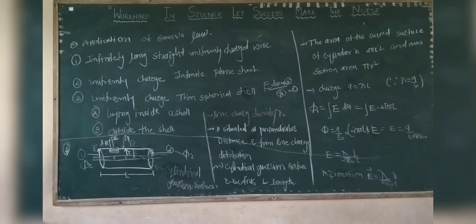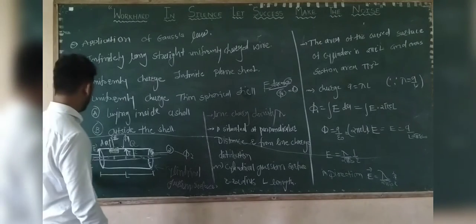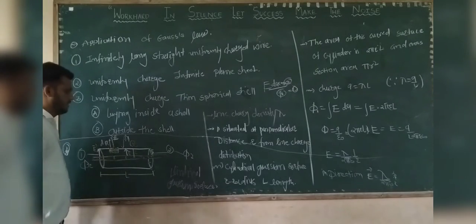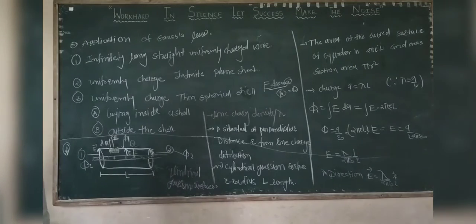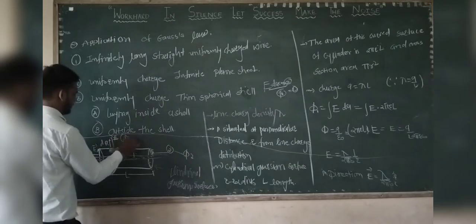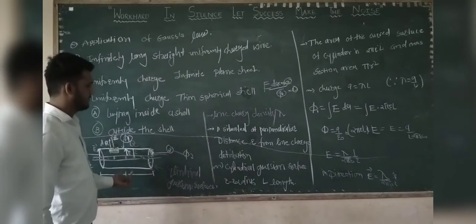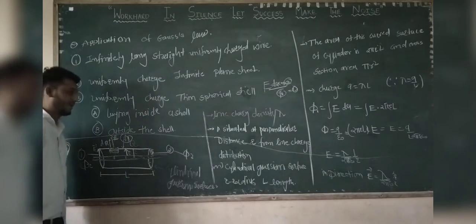So now see what will happen. We are discussing that there are three types of flux: phi 1, phi 2 and phi 3. But here, something is tricky: we only have to consider this flux phi 1. But first of all, we are discussing the line charge density.